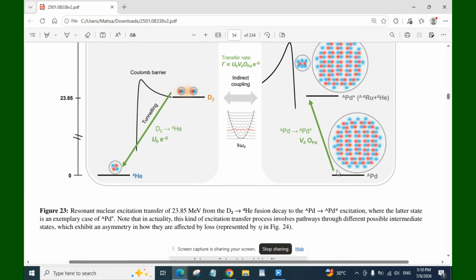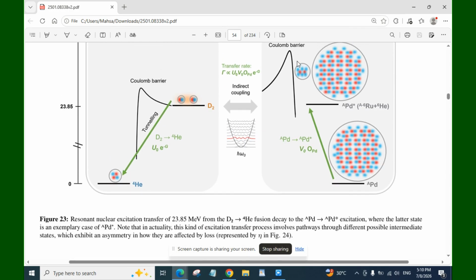Figure 23 illustrates resonant nuclear excitation transfer of 23.85 megaelectronvolt from the deuterium to helium-4 fusion decay to the palladium R to palladium I star excitation, where the latter state is an exemplary case of palladium star A. Note that in actuality this kind of excitation transfer process involves pathways through different possible intermediate states, which exhibit an asymmetry in how they are affected by loss, represented by eta in figure 24. You see there is a plot here.